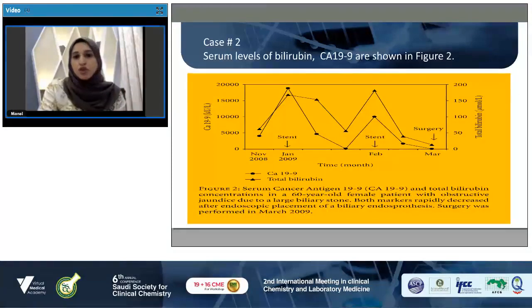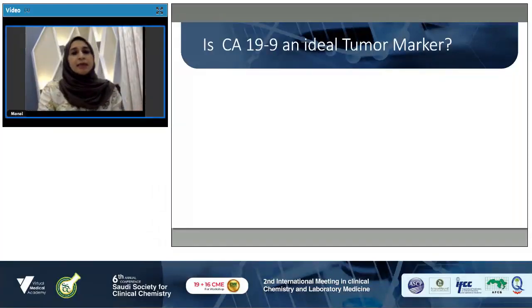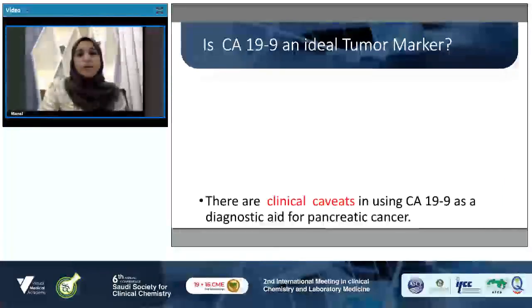This is just to show you the level of the CA19-9 and the total bilirubin. Whenever the bilirubin is high, the CA19-9 is high. After putting in the stent, everything improved, both the bilirubin and the CA19-9. After the specimen goes back and surgery, everything is back. So is the tumor marker really an ideal marker? CA19-9 is an ideal marker.